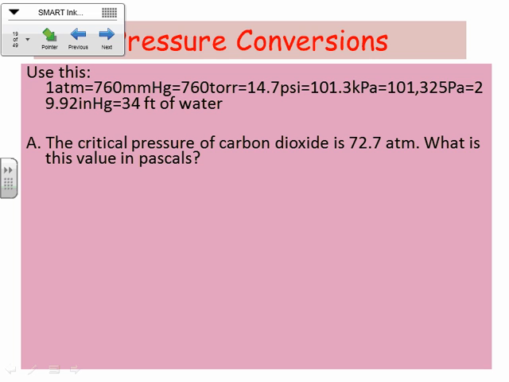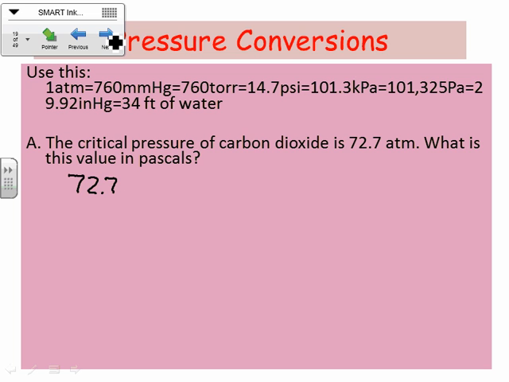So we've got a problem here that's asking: critical pressure of carbon dioxide is 72.7 atmospheres. Don't worry about what the critical pressure is for right now. It has to do with phase diagrams, which we'll talk about later in the year. But the critical pressure of carbon dioxide is 72.7 atmospheres. What is this value in pascals? All right, so how are we going to figure this one out? Shouldn't be too difficult, I don't think.